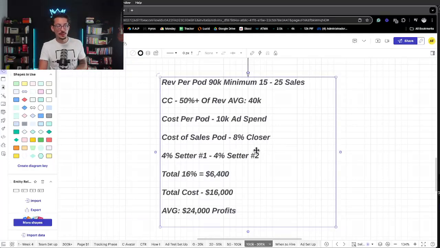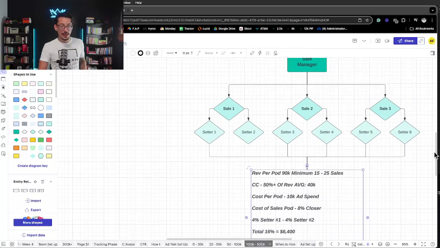The sales pods, pretty much, the closers get 8%, the setters get 4%. So you can pretty much say that one pod will cost you almost 15 to 16% in commission. So it'll be 6,000, total 16K, average profits. So that's pretty much how it should look.